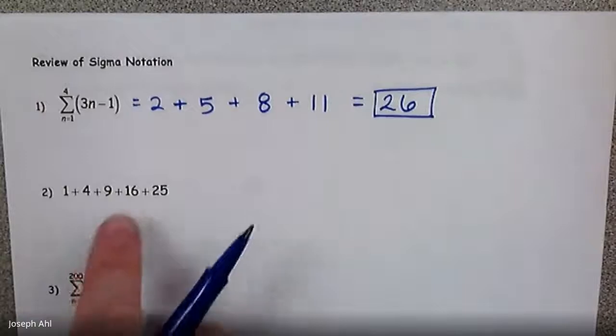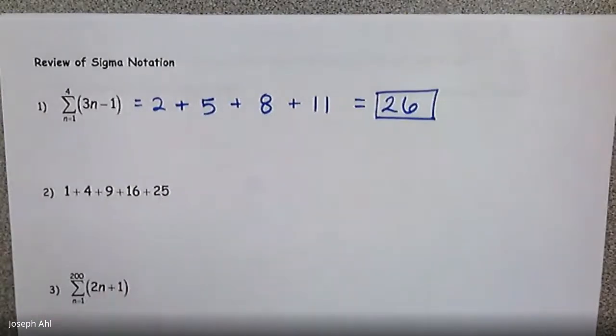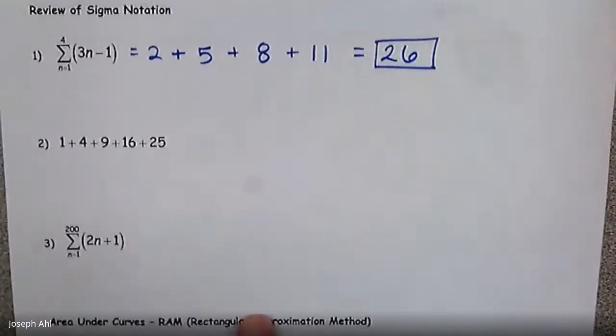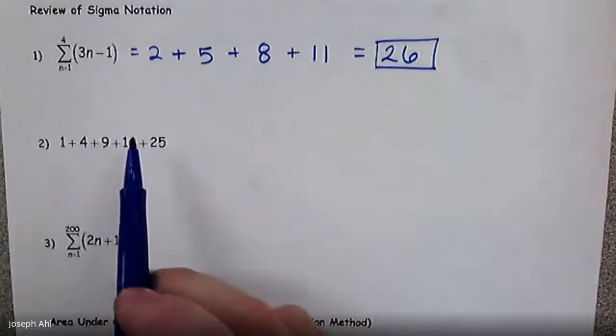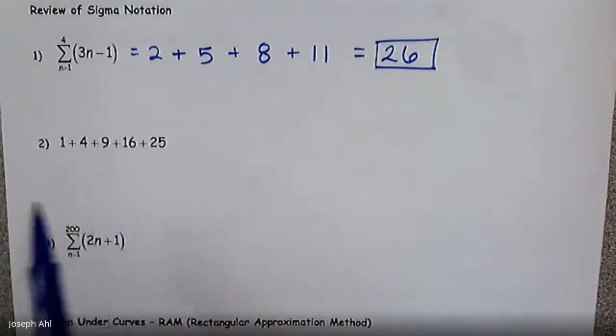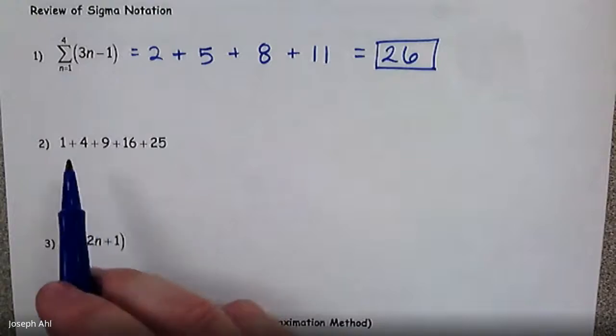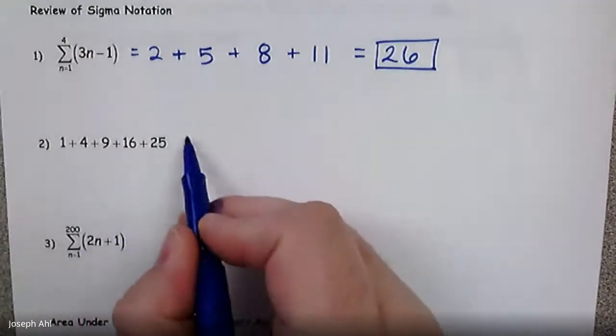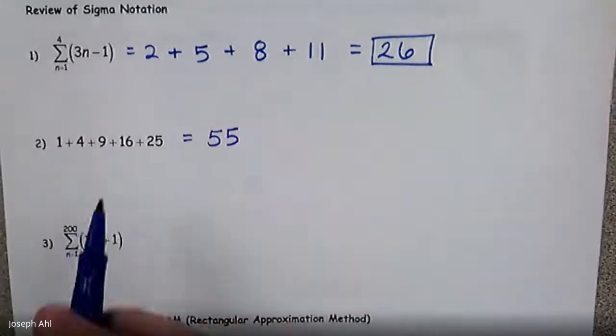So number 2, it already told me which ones to add up: 1 plus 4 plus 9 plus 16 plus 25. What I actually want us to do in this one is express this in sigma notation. Although we can add those up together and get a total of 55, what would that look like in sigma notation?